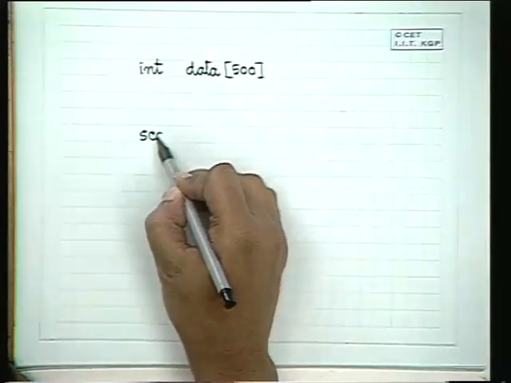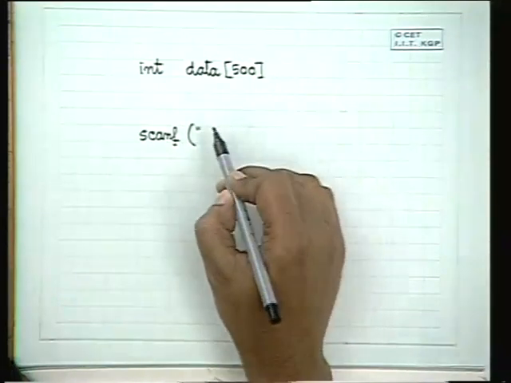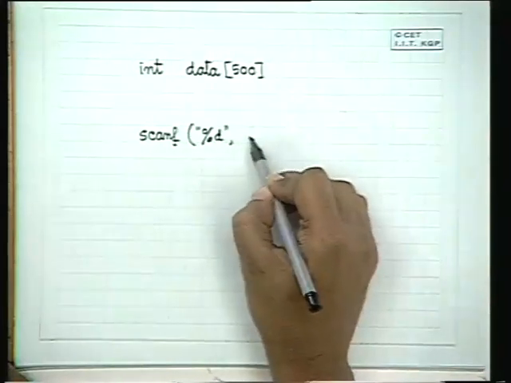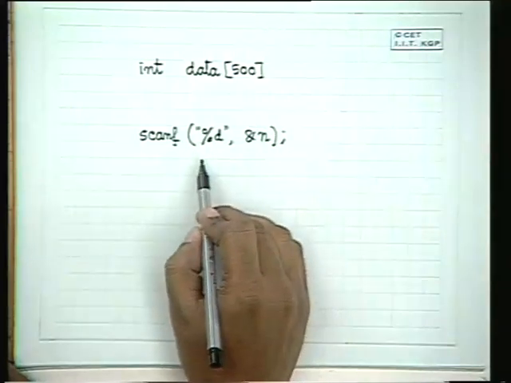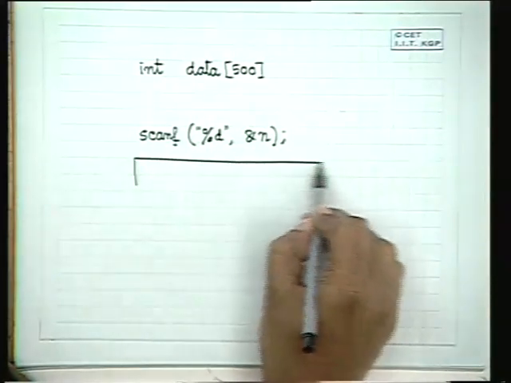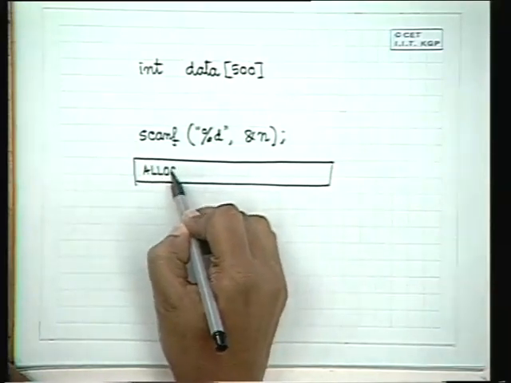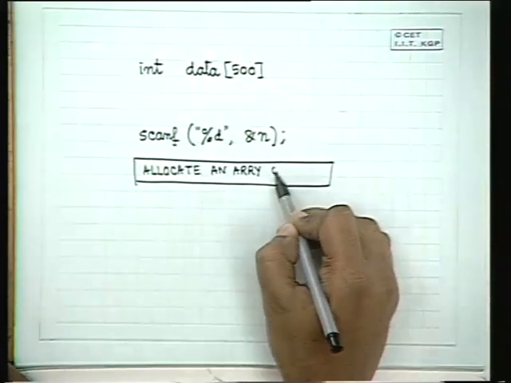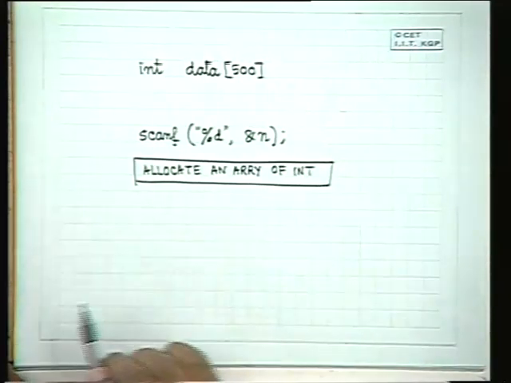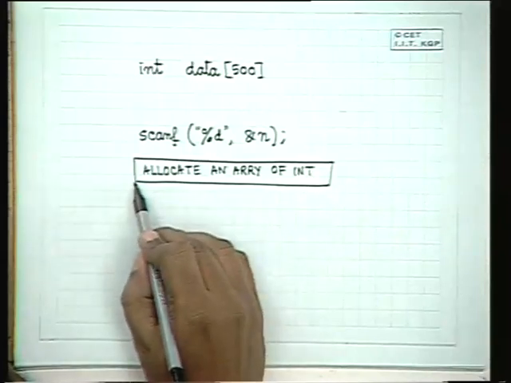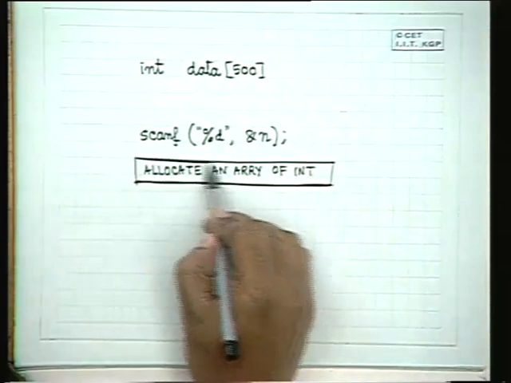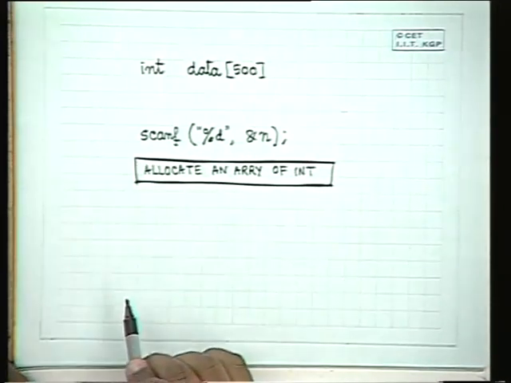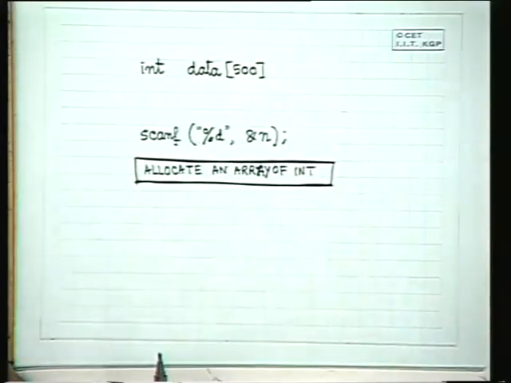So in the program we will have scanf, and then we will have to allocate an array of integers of size n. We do this by a sequence of definitions and by some standard functions provided in C. Now before we do this, we will see what we have to declare to define an array of such size.